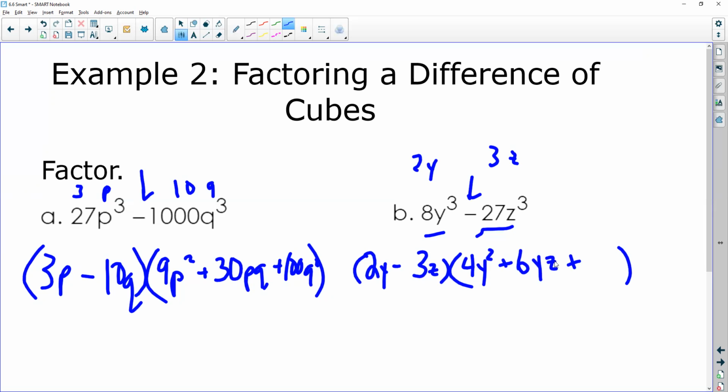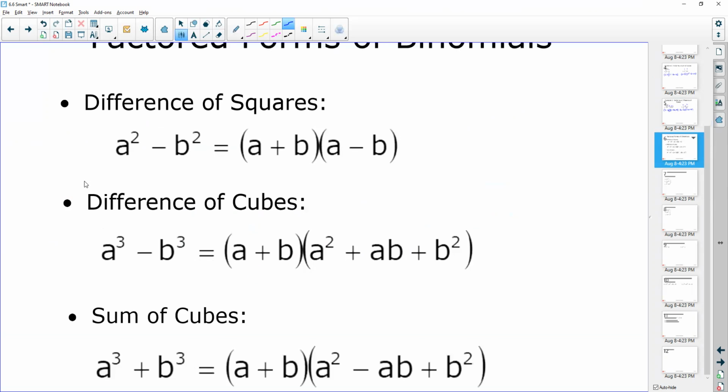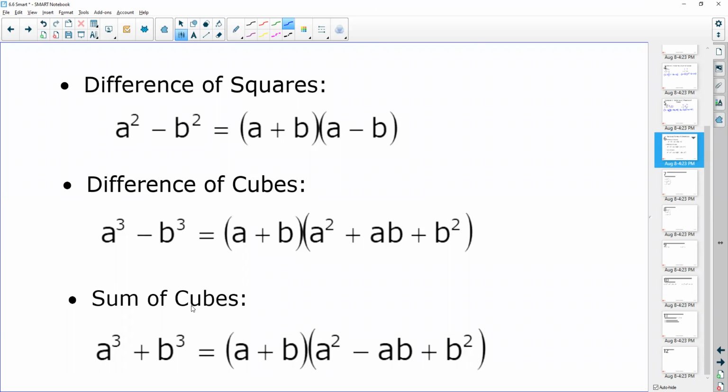And then 3z squared is 9z squared. Done. All right, they're not always going to be that simple, just bear in mind. So now we have 3 different kinds of things we're looking at here. We have difference of squares, difference of cubes, and sums of cubes. These are the special cases that we really have to pay attention to.